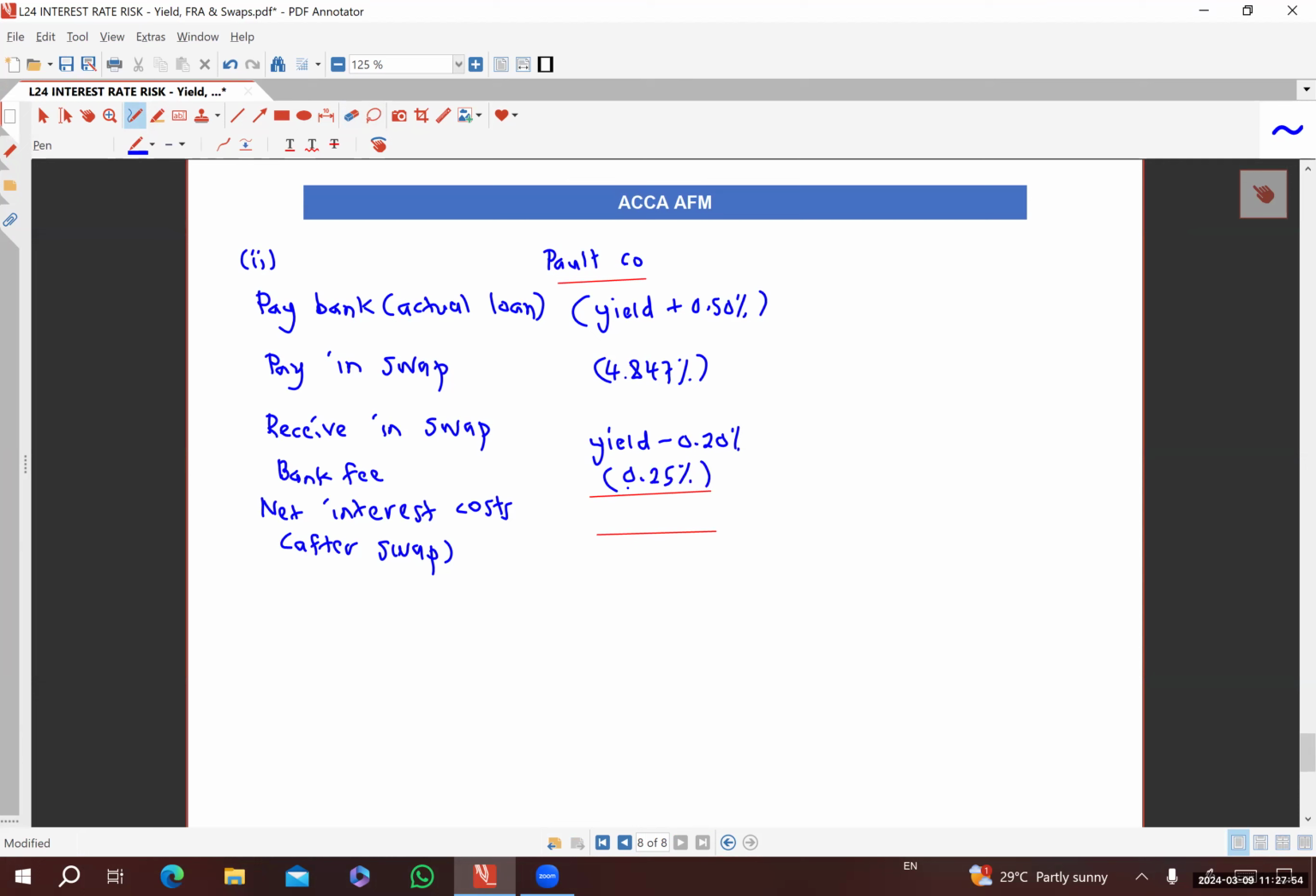0.25%, right? So what is your net interest cost at the end? Minus yield plus yield, these two cancel off. Negative yield, positive yield, the yield cancels off, so there's no more yield. So here is minus 0.5, minus 4.847, minus 0.2, minus 0.25. At the end, you just add all the negative costs together: 0.5 plus 4.847 plus 0.2 plus 0.25. So it will be minus 5.797, correct?